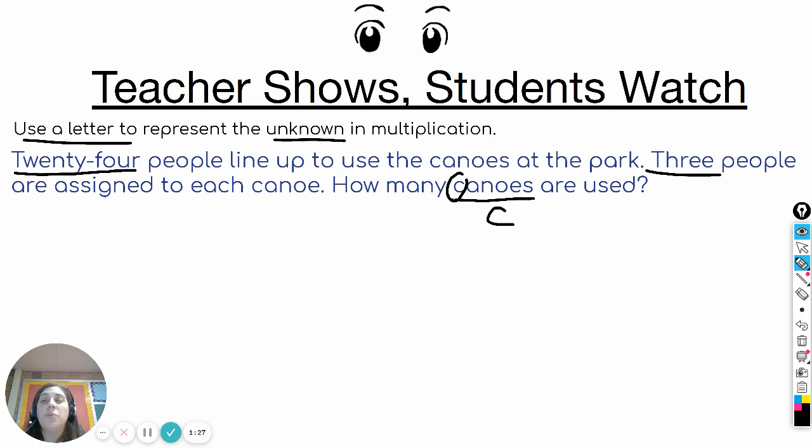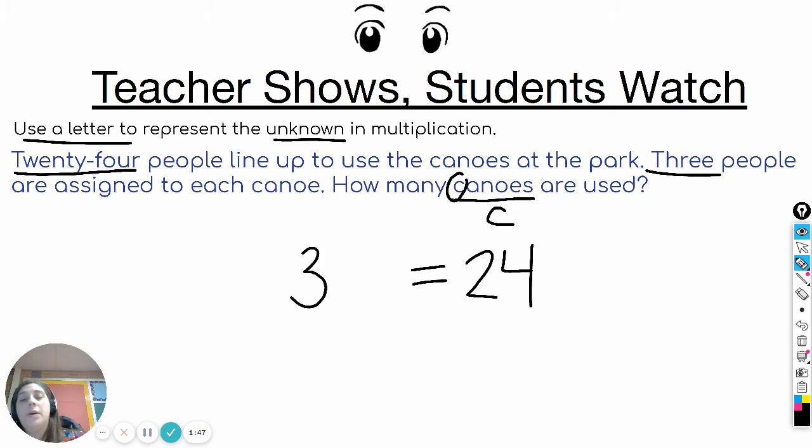Okay, so I know we're doing multiplication, and 24 is the biggest number I have. So I know that has to be my product. Okay, that has to be my answer, because in multiplication, our answer is always our bigger number. There's three people in each canoe. Okay, and that leaves our unknown as this letter C.